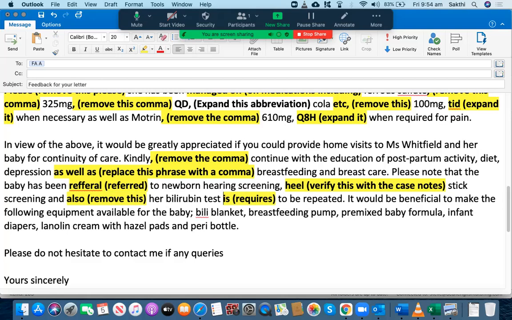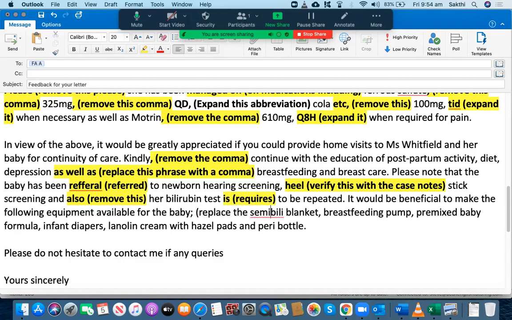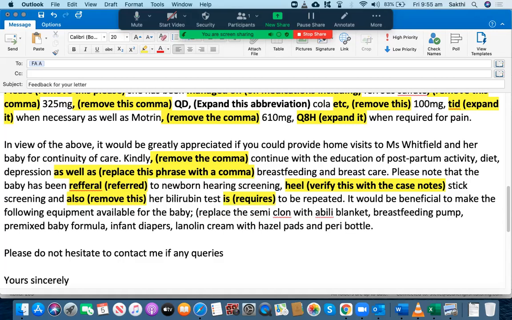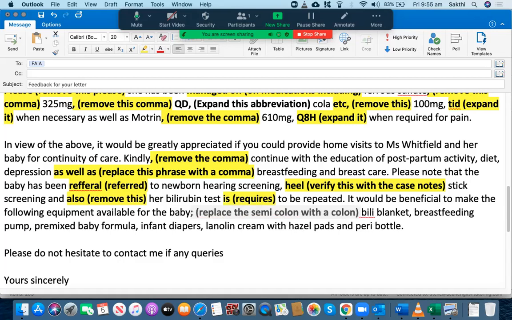It would be beneficial to make the following equipment available for the baby. So whenever you write down a range of things, it's better to use a colon, full colon, not the semicolon. So replace the semicolon with the colon. Blanket, breastfeeding pump, premixed baby formula, infant diapers, lanolin cream with the hassle pads and peri bottle.